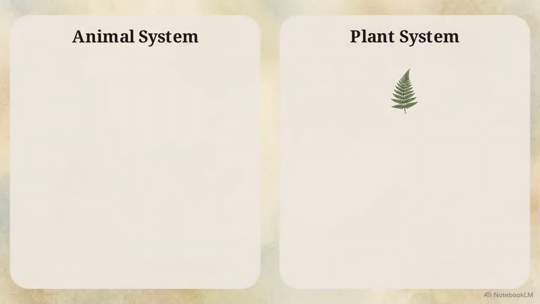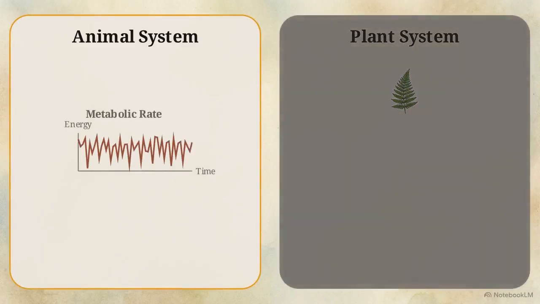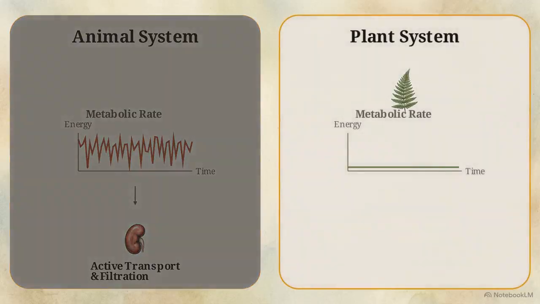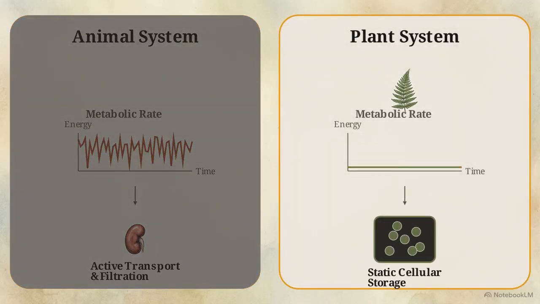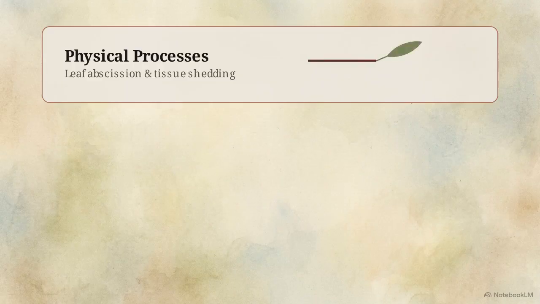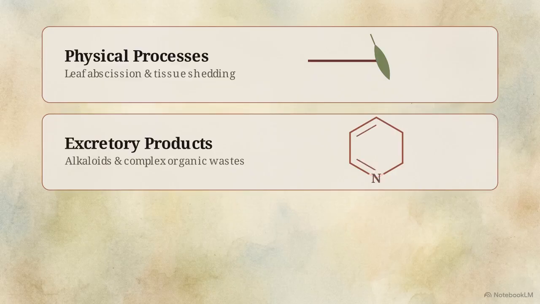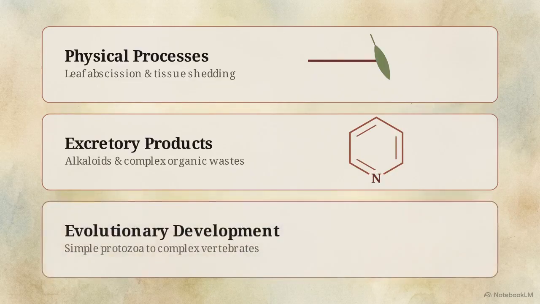Look at this matrix comparing the two systems. An animal's high metabolic rate on the left necessitates an active transport and filtration network. A plant's low metabolic rate on the right permits static cellular storage. To master this module, we will analyze the physical processes of plant elimination, categorize their specific excretory products, and trace the evolutionary development of active excretory organelles in animals.